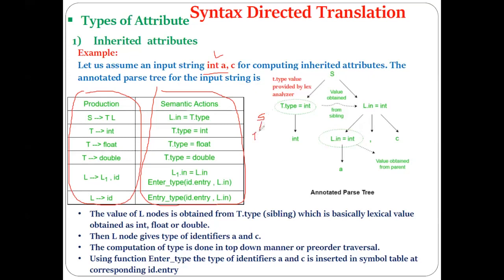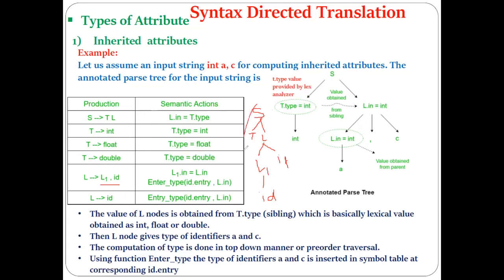TL. Then L derives... Now we want the two identifiers a comma c, so you have to replace this production: L derives L1 comma ID, and again this L1 will give you the ID. Now this will be done by the syntax analyzer. When the semantic analyzer phase starts working, these things will be added with the attributes. Like here you can see T.type is mentioned, L.in is mentioned, and in this way we'll get the annotated parse tree.